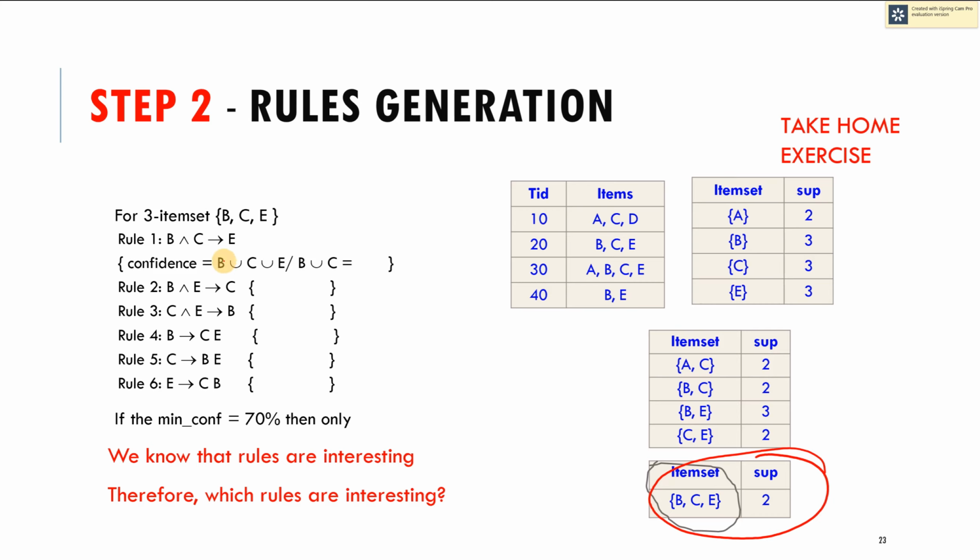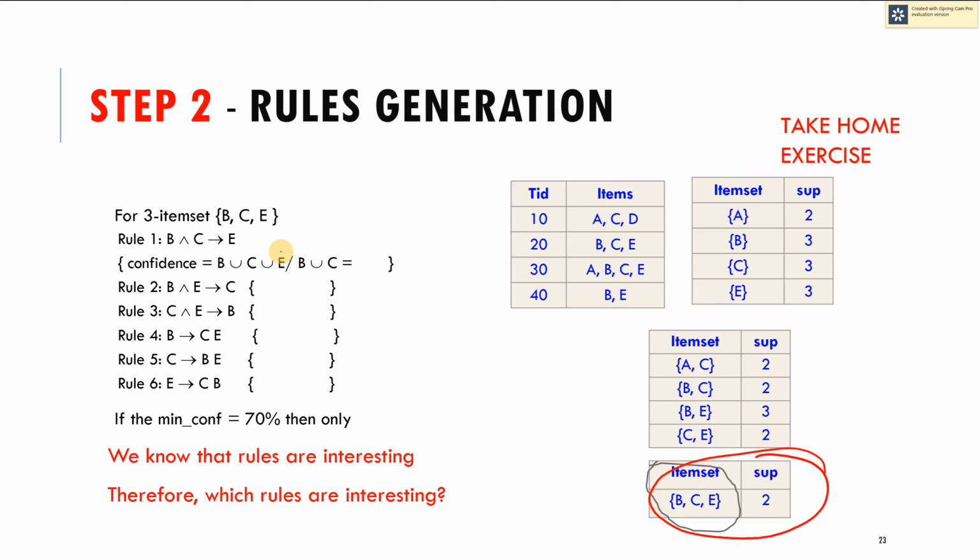From here, you are going to have rule 1, that is B and C implies E. B and E imply C, and then C and E imply B. B implies C and E, C implies B and E, and also E implies C and B. So if you take the first rule here, that is B and C implies E.